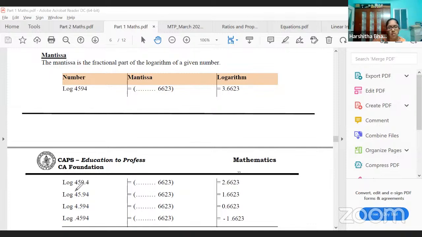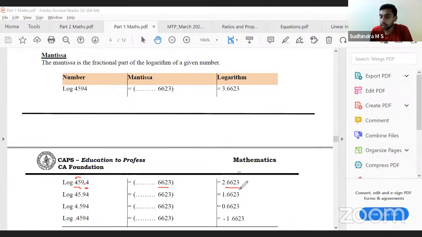So if the number is 459.4, then before the decimals we have 3 digits. So 2 would be the characteristic. The mantissa for 4594 is 6623. So 2.6623. Similarly, 45.94 is the number.